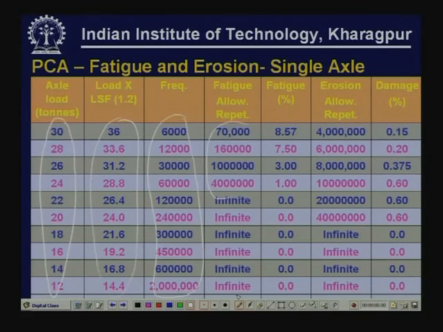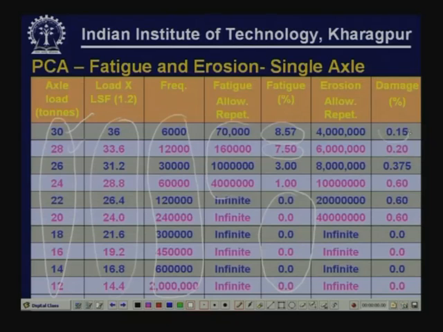Similarly, for erosion analysis also. So, this is the total fatigue life consumed by this load group. 7.5% is the fatigue life consumed by the 28 ton load group, and the smaller loads do not consume any life. Similarly, you have 3%, 1%. You can find out the total fatigue life consumed by all the single axle loads that are going to be expected. Similarly, for erosion analysis, these are the allowable repetitions obtained from charts.